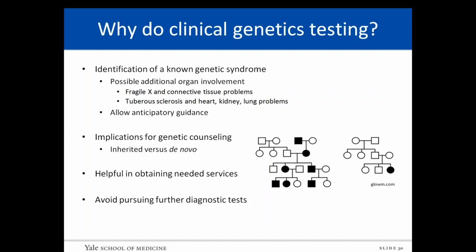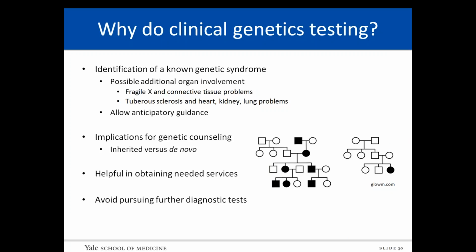So I wanted to shift gears a bit from recent advances in autism genetics research and talk about clinical genetics testing. I know there's a lot of interest in this. So why do clinical genetics testing? There's a number of important reasons. One being that you might be able to identify a known genetic syndrome.